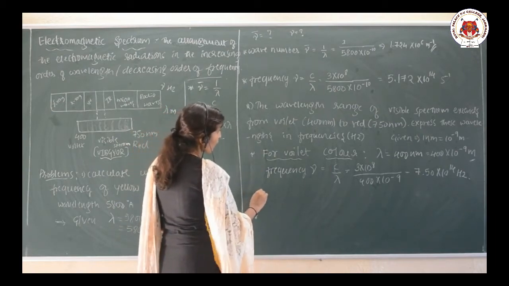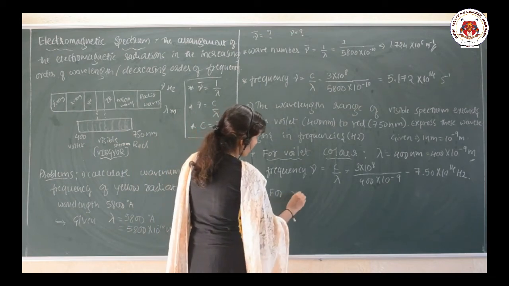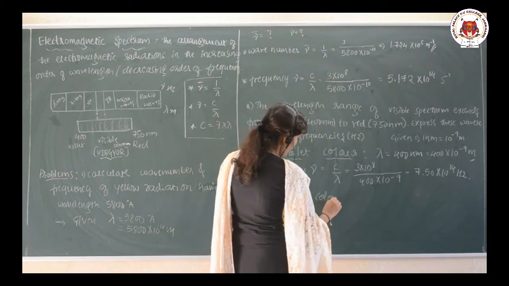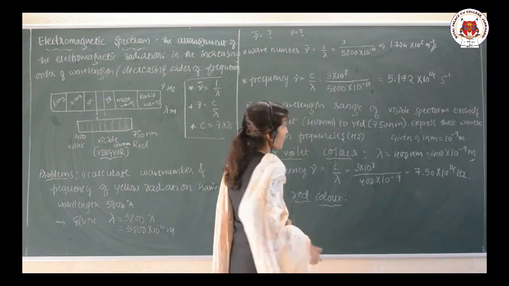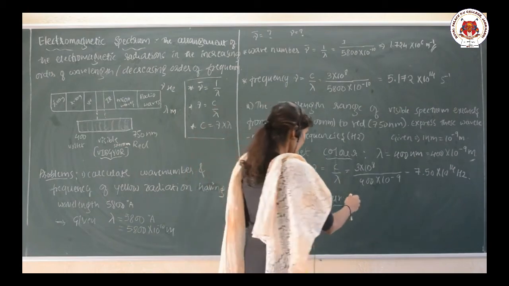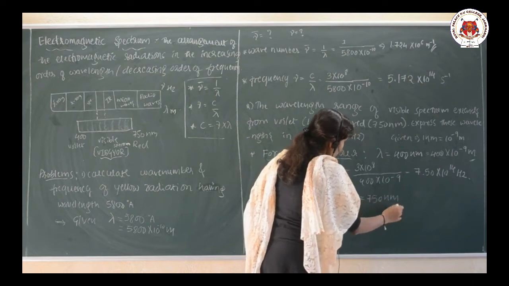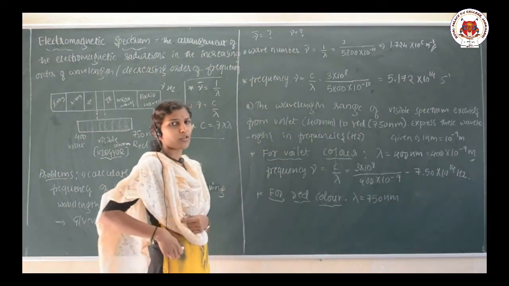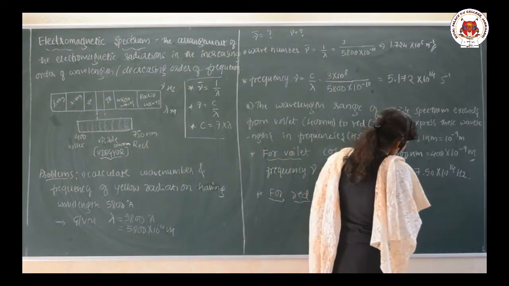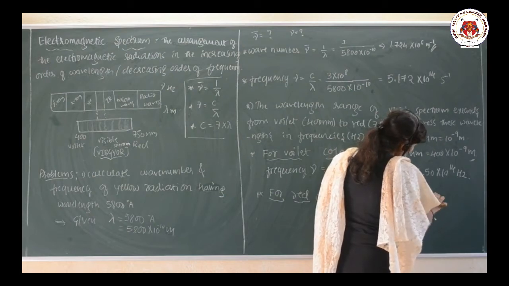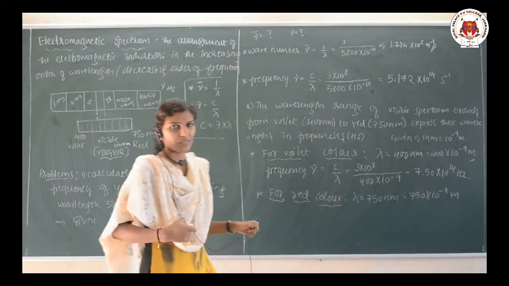Next, one more color we need to find out, that is red. For red color, what is the wavelength they have given? The wavelength they have given is lambda equal to 750 nanometer. Again, this lambda also needs to be converted in terms of meters. So, 750 into 10 to the power minus 9 meter.